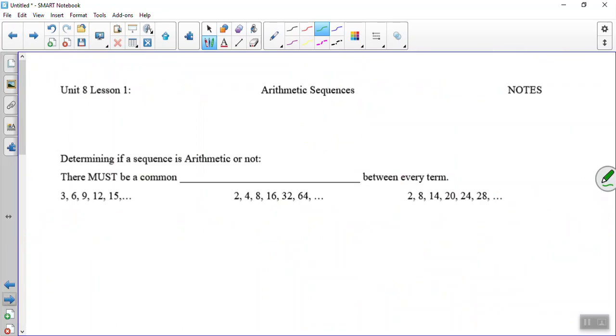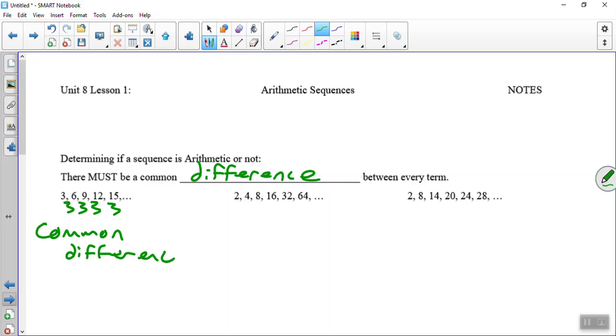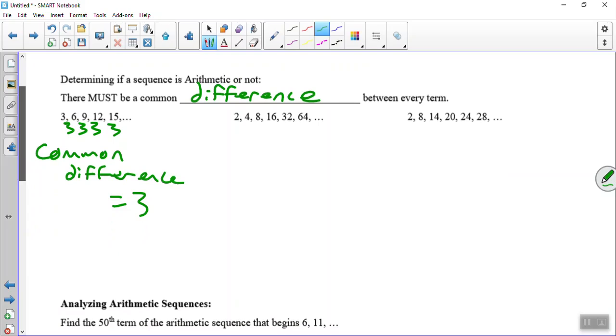Let's see if we can figure out if a sequence is arithmetic or not. So you've just got to find the common difference. If there's not a common difference between each term, it's not arithmetic. All right, so let's look at this first one. The difference is 3 between the first two terms, 3 between the second and third, 3 between the third and fourth, and so on. So I can find the common difference. It is positive 3, so yes, arithmetic.